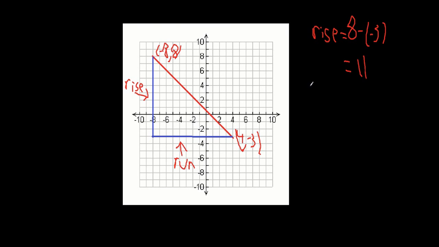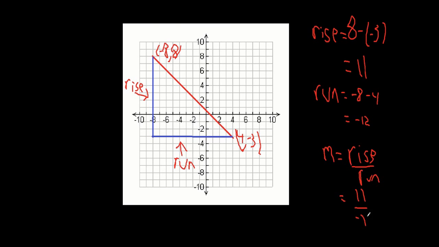So that's our rise, and our run is the x coordinates. So it's -8 minus 4, and that gives us -12. So that means m equals rise over run, which is 11 over -12, which is -11 divided by 12.